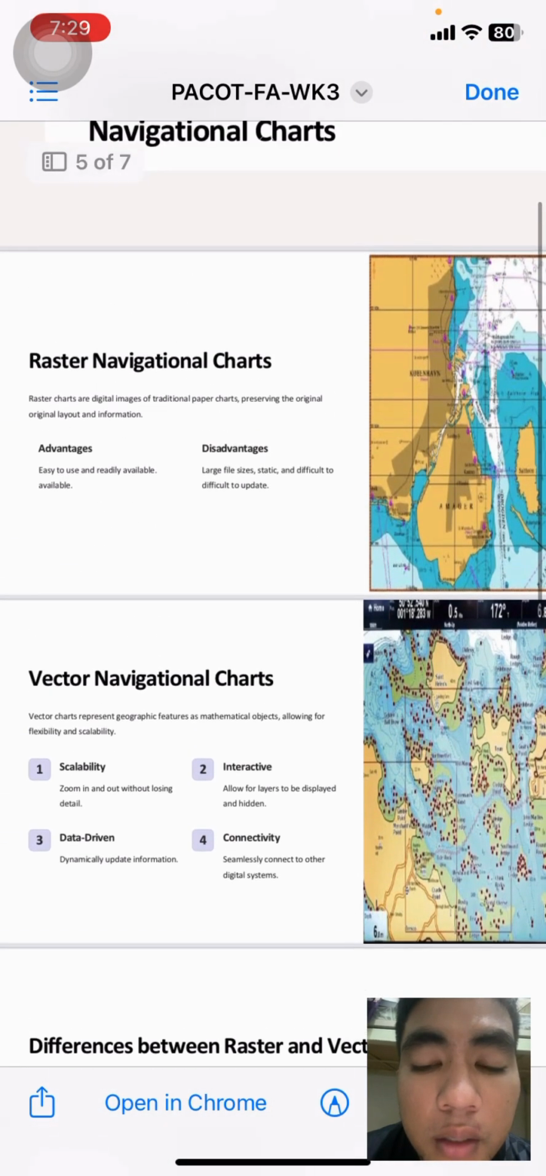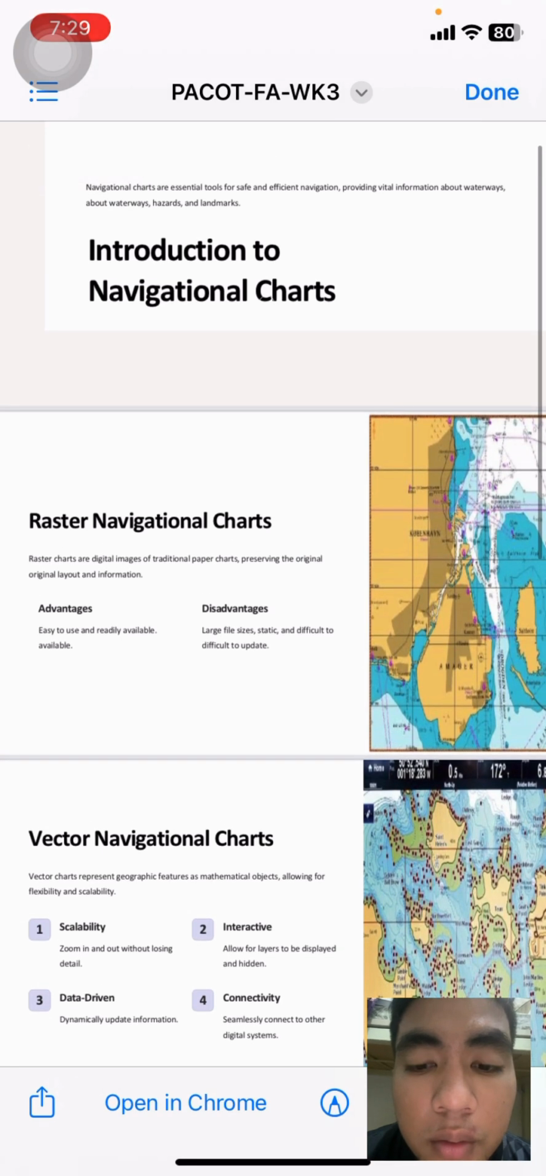So that will be the explanation on the differences on uses of raster and vector navigational charts.